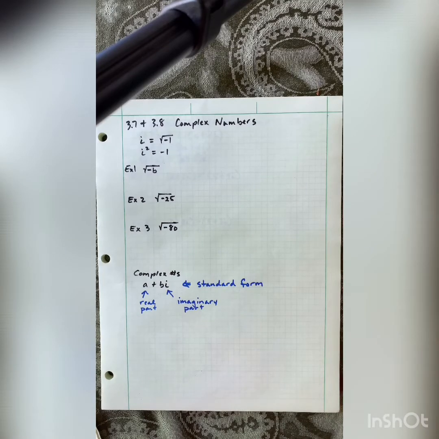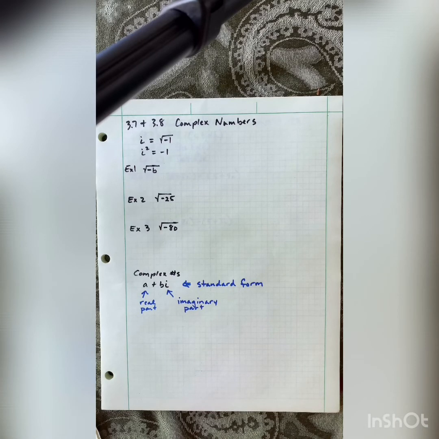Good morning. Today I am doing 3.7 and 3.8, which is on complex numbers. Because the square of any real number is non-negative, a simple equation such as x squared equals -4 has no solutions in the set of real numbers. To handle this situation, mathematicians invented an expanded system of numbers, the complex numbers.